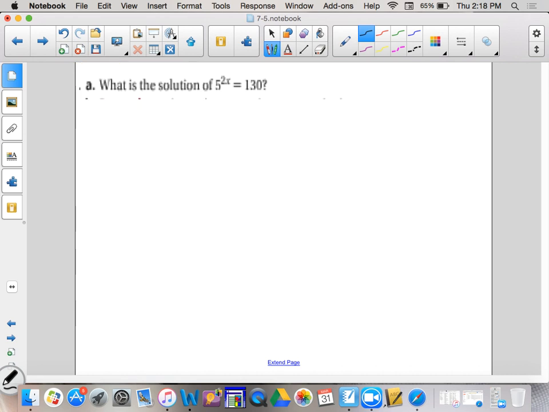Okay, let's try this one. So I've got 5 raised to the 2x equals 130. Well, let's see if the same base works first. What would my base be? 5. 5 raised to the 1 gives me 5, 5 raised to the 2 gives me 25, and 5 raised to the 3 gives me 125, so I know I can't use a common base because 125 does not match 130. So I know I'm going to have to do separate bases with it.